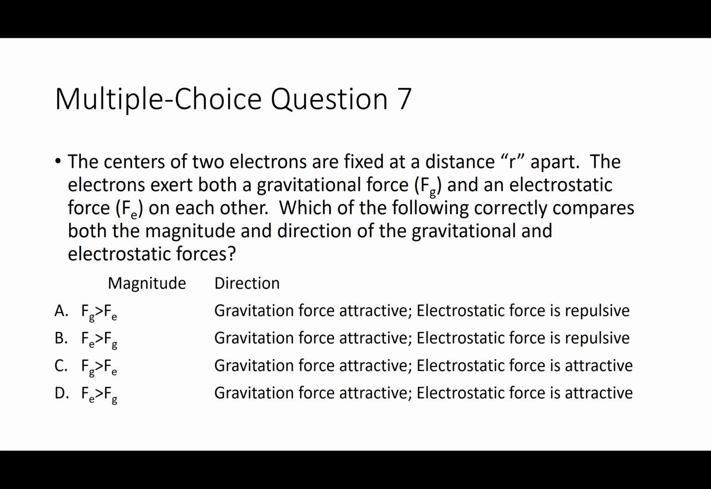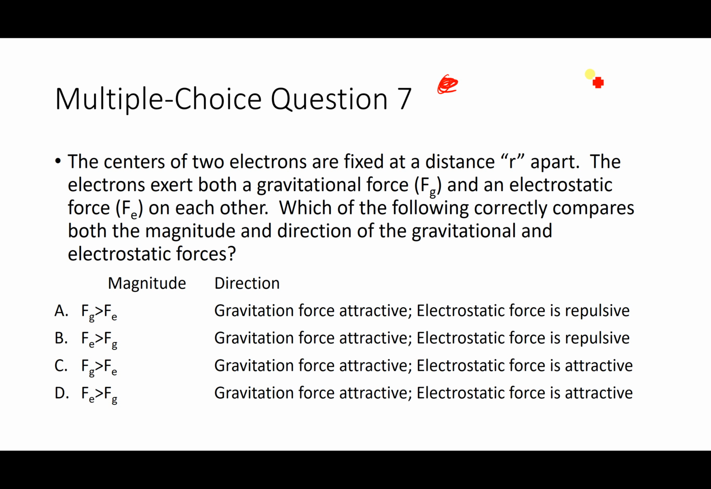All right, here's multiple choice question 7. The centers of two electrons are fixed a distance r apart. The electrons exert both a gravitational force and an electrostatic force on each other. Which of the following correctly compares both the magnitude and the direction of the gravitational and electrostatic forces?